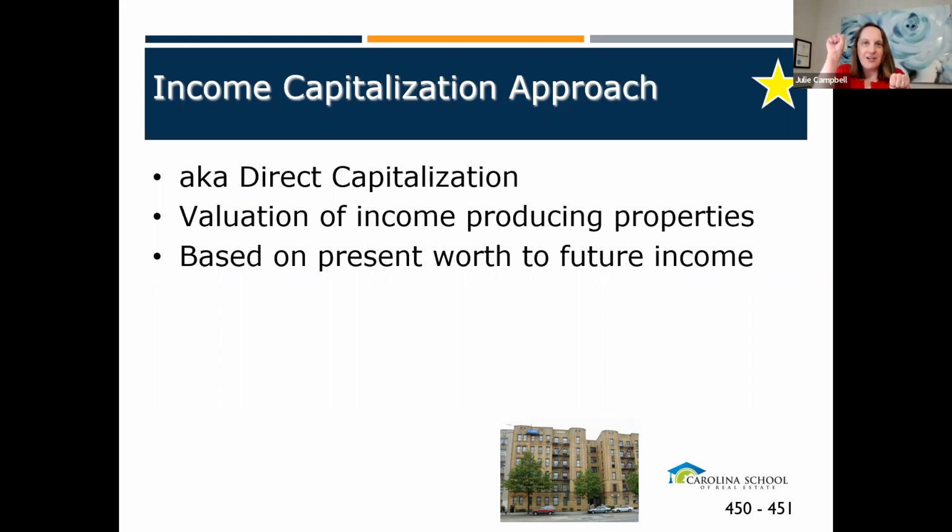With the sales comparison approach, remember our little hand trick: left hand never moves. You've got your right hand. If it's higher, you're going to deduct. If it's lower, you're going to add. Never, ever adjust the subject. Always adjust the comps to match the subject.